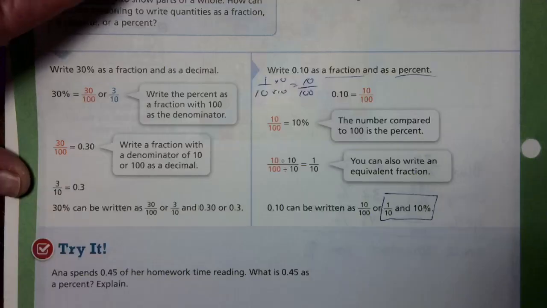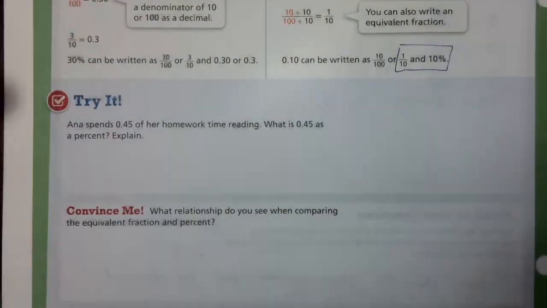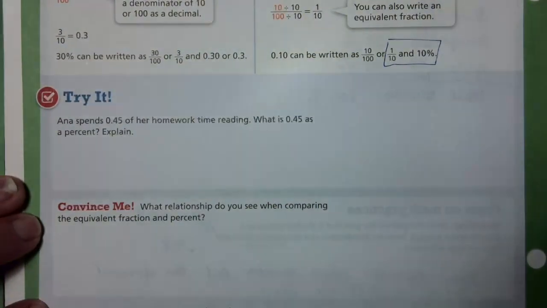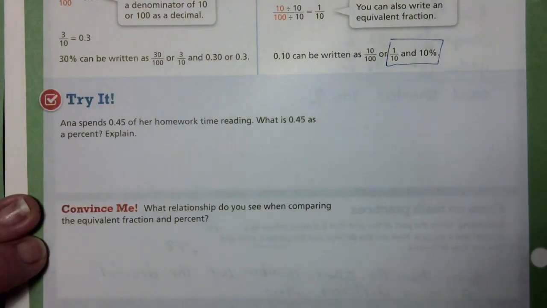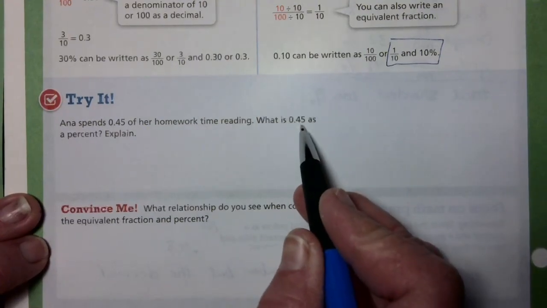Okay? No work to be done there. It's just following their explanation, which is a little difficult sometimes. Anna spends 45 hundredths of her homework time reading. That's the decimal form. What is 45 hundredths as a percent?